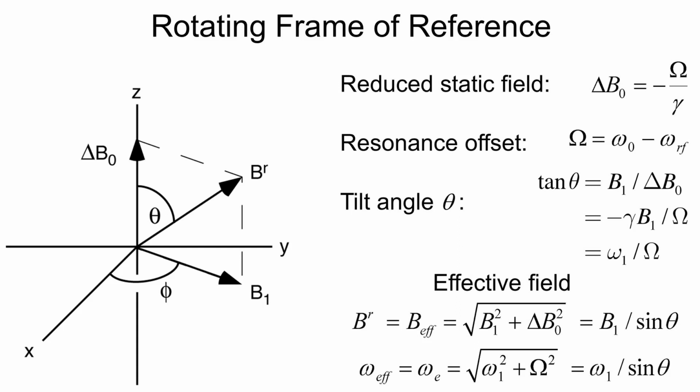And then the effective field is the vector sum of the two fields, and again we can think of that in terms of either a B field or an effective nutation frequency, omega effective, and most of the time I'll use omega effective, and sometimes I'll just call it omega E rather than effective. But in either case, we just have the vector sum.